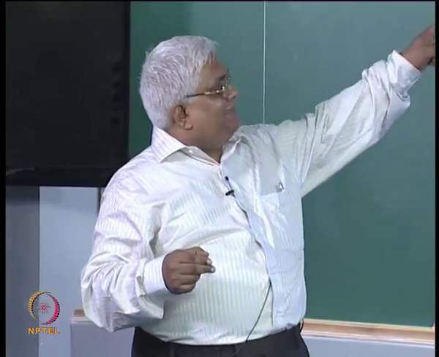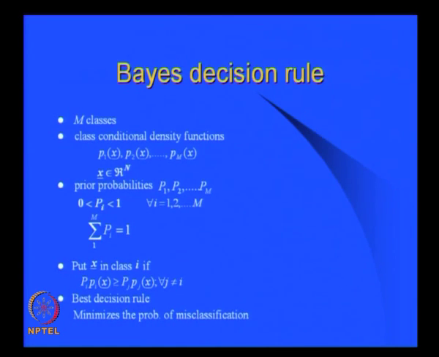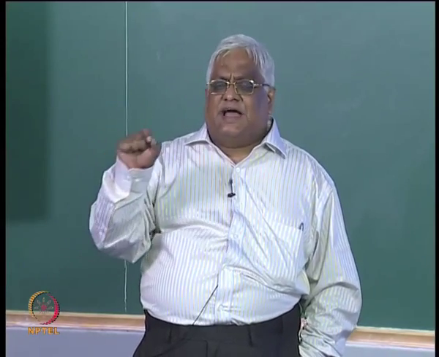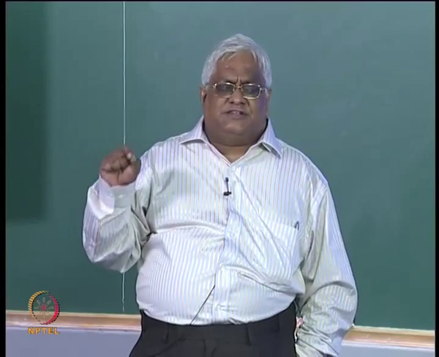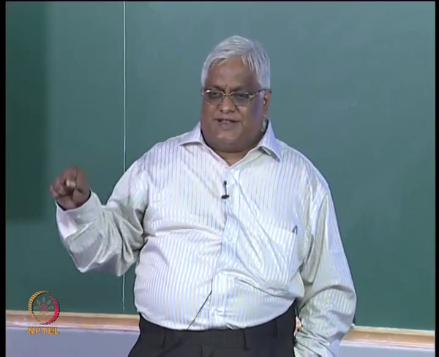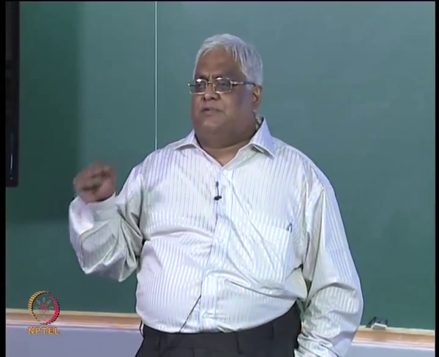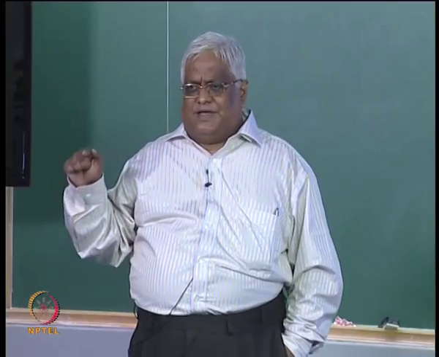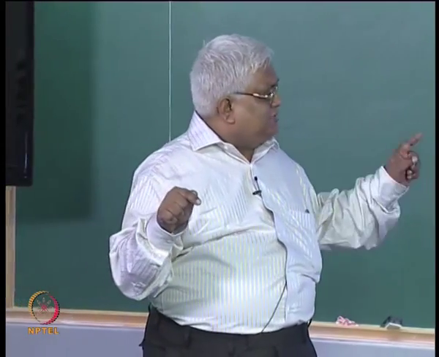Now, in this slide, please note the last line. The best decision rule minimizes the probability of misclassification. Yes, it minimizes the probability of misclassification, by assuming that the errors would have the same weight. If the errors do not have the same weight, then this rule is not applicable.